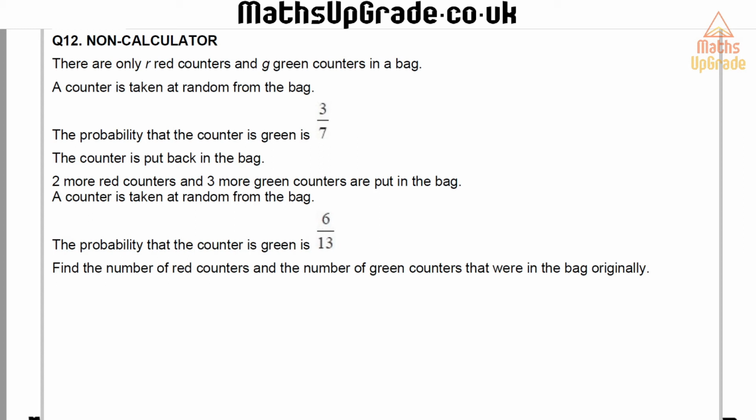We're told there's only R red counters and G green counters in a bag. A counter is taken at random. The probability it's green is 3/7. It's put back into the bag. 2 more red counters and 3 more green counters are put in the bag. A counter is taken at random again. The probability it's green this time is 6/13. Find the number of red and the number of green that were in the bag originally. So in other words, find R and G.